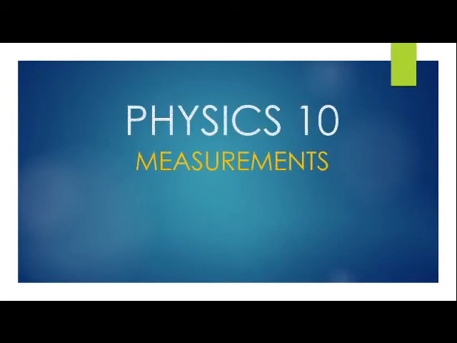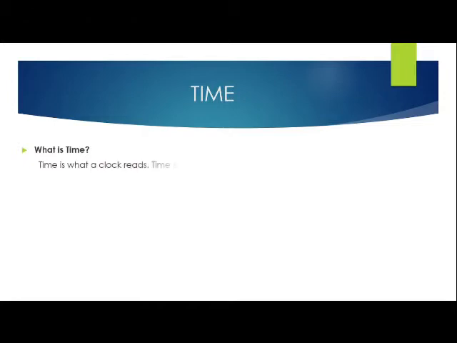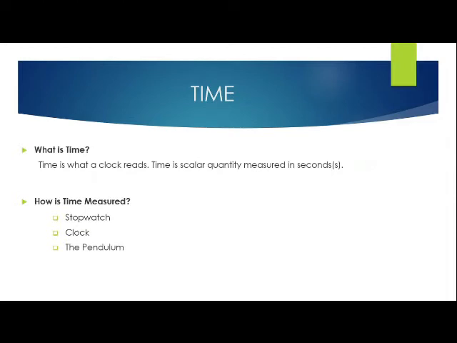Today we'll be looking at the topic measurements. Under measurements we'll be looking at time. So what is time? Time is what a clock reads. If you've been following us, time is a scalar quantity and it's measured in seconds. What are the instruments used to measure time? The stopwatch, the clock, and the pendulum. In this lesson, we'll be mainly focusing on the pendulum.